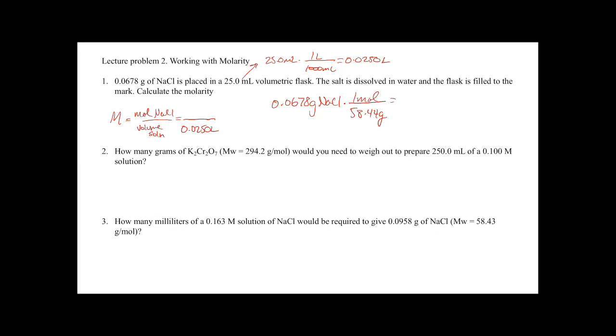And in this case, our number of moles is going to be 0.001160 moles of NaCl. So we can put that over here, 0.001160 moles, and when we divide we get our concentration of 0.00464 molar. So that's how you work with concentration.